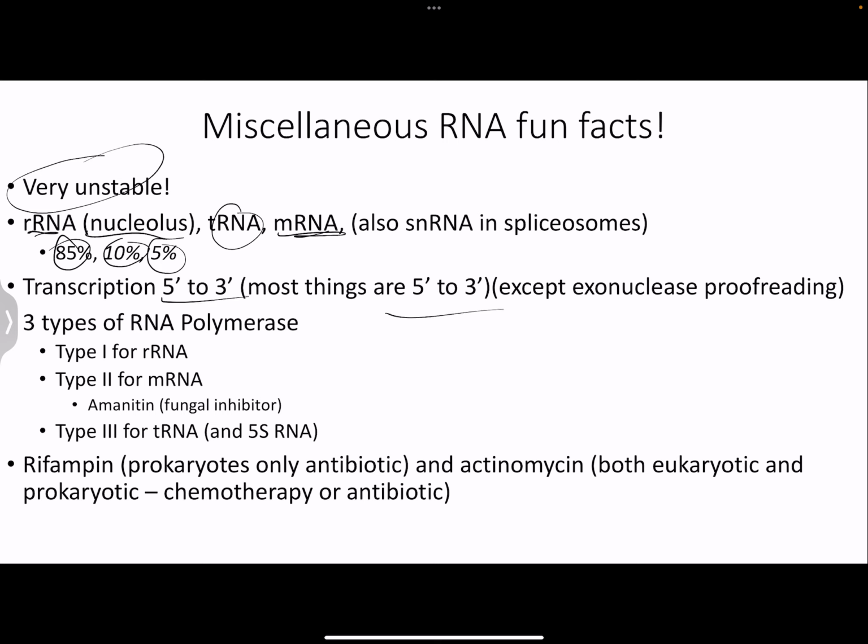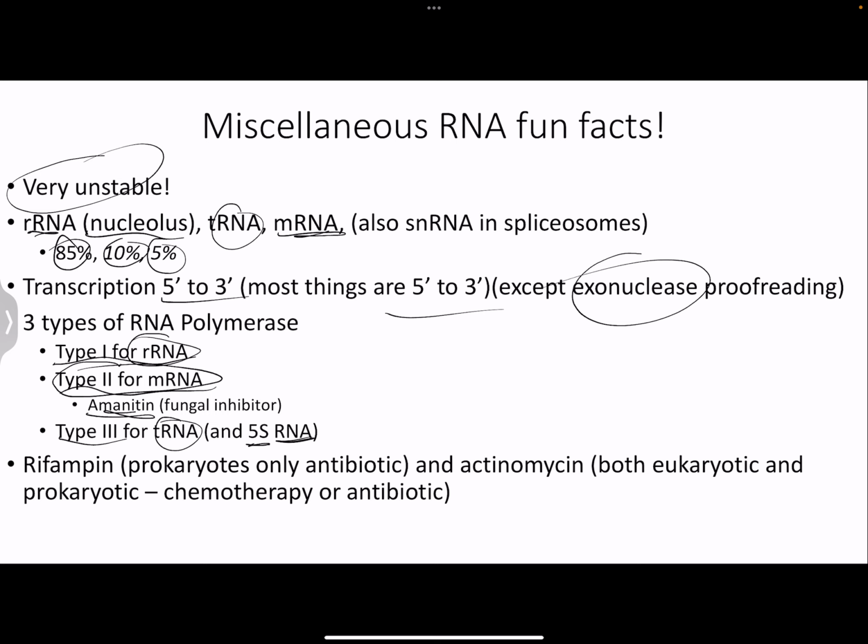Everything is 5' to 3' except for exonuclease. Type 1 is for rRNA, type 2 is for mRNA, so this is probably the most important one to know, even though it's only 5%, just because, I don't know, it's important. Amanitin is from a fungus. It's an inhibitor of the type 2 RNA polymerase. And then type 3 is for tRNA, but not all of the rRNA is made by type 1. A little bit, the 5S rRNA that goes into ribosomes, is made by type 3.